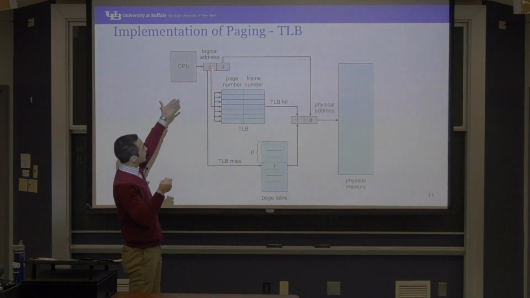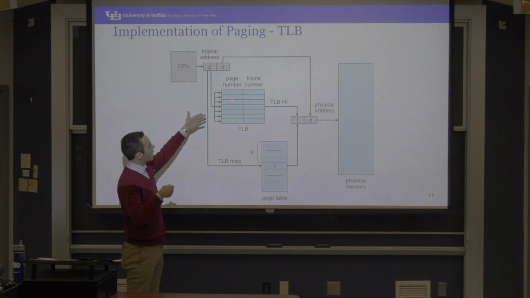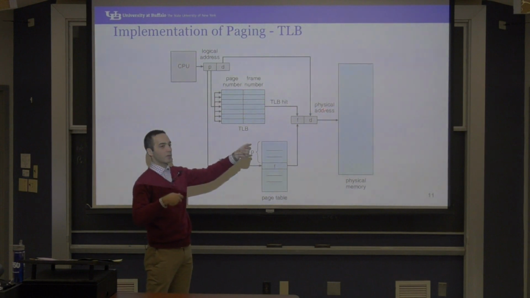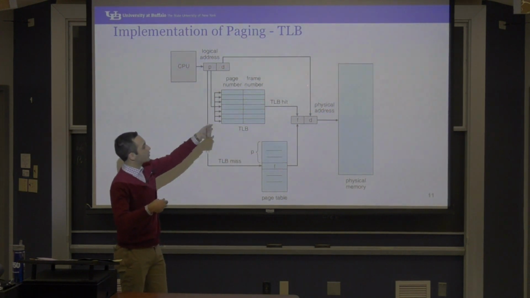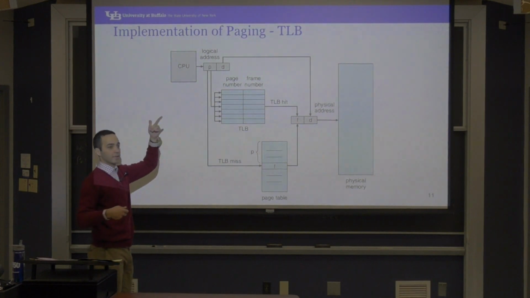So a logical address is referenced. The page number goes into the TLB. If it's a hit, then it will just generate the frame instantaneously, which can be added to the offset and then immediately accessed, right? So one memory access.